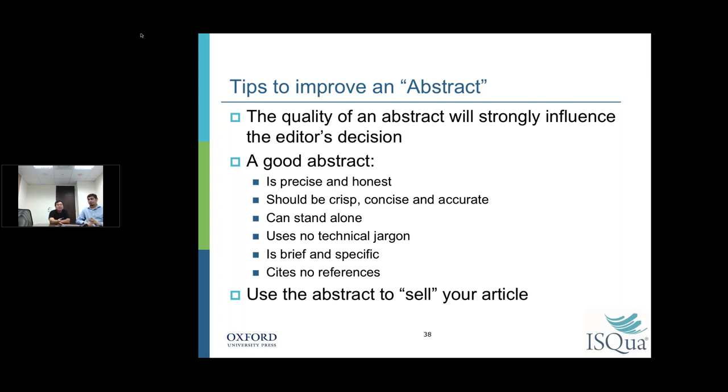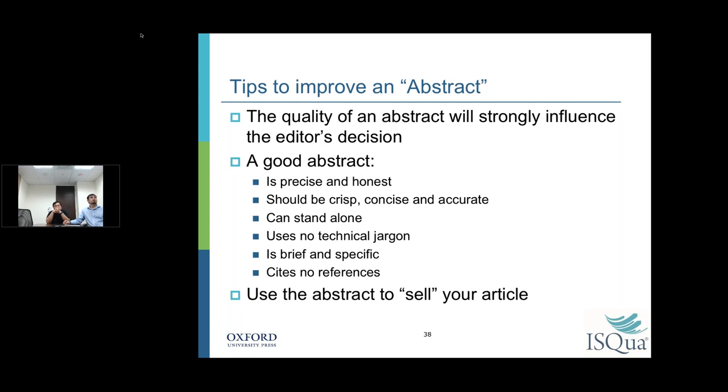Yeah, that's absolutely right. Because the editors are getting a lot of papers every day, they don't have enough time to go through the whole paper. Even though your paper is very good, if your title and abstract are not good, then most likely 90% chances you're going to be rejected. So the quality of an abstract will strongly influence the editor's decision, as Professor Jacqueline just mentioned.